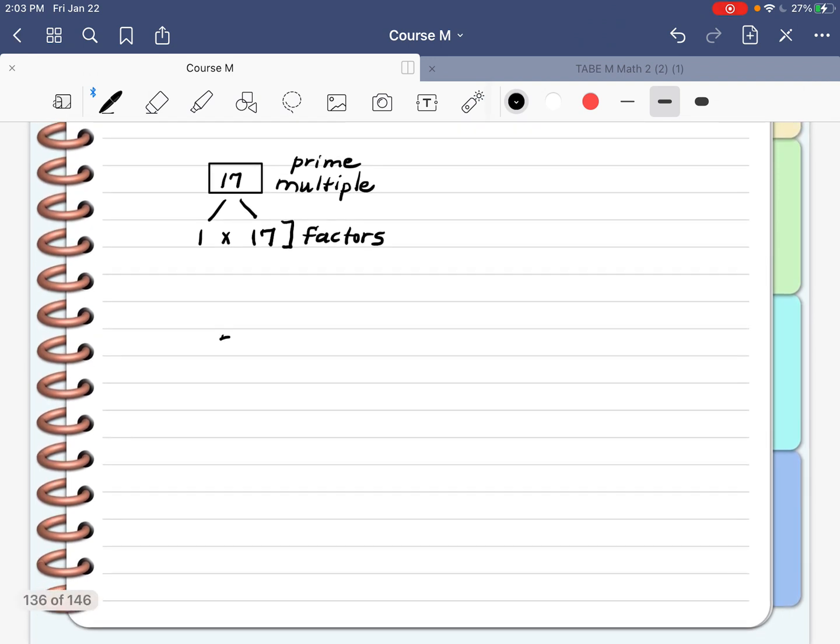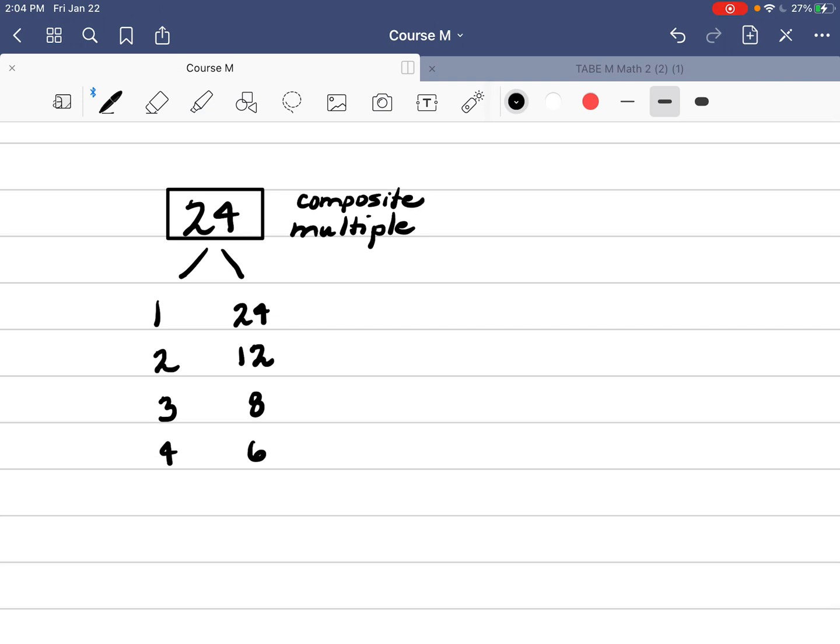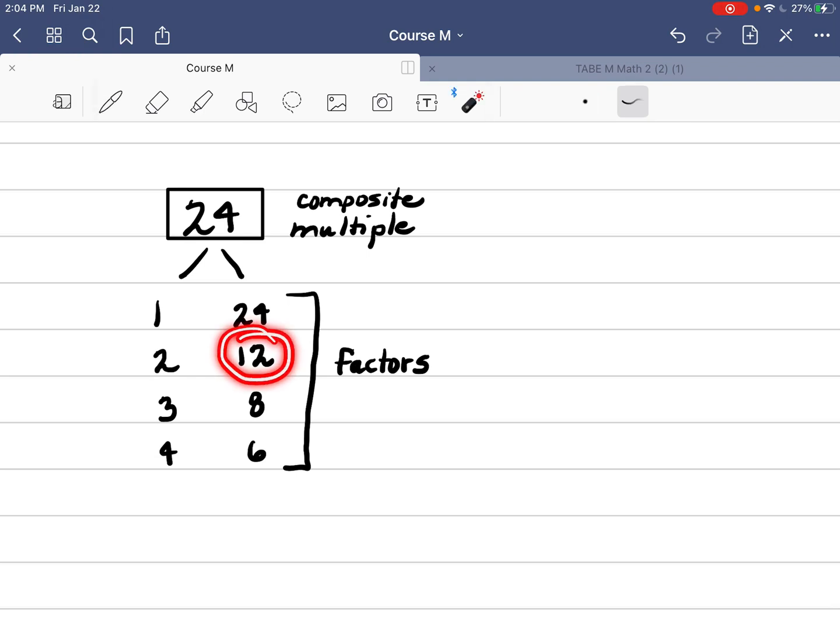Okay, let's look at the number 24. So let's draw that one. We know that this is the multiple, but we don't know yet if it's prime or composite. So let's start breaking this down. We know that 1 and 24 will work. I know that 2 times 12 is 24. 3 times 8 is 24. And 4 times 6 is 24. So this is a composite multiple. It has lots of factors. And these are they. These are the factors of 24. So if the test question said, is 12 a factor of 24? I would say yes, it is, because it is in the list of factors.